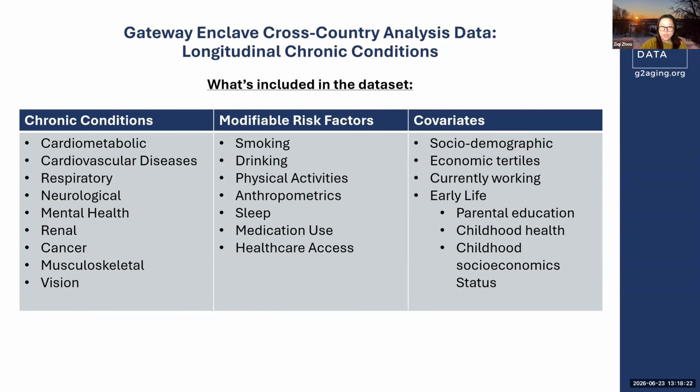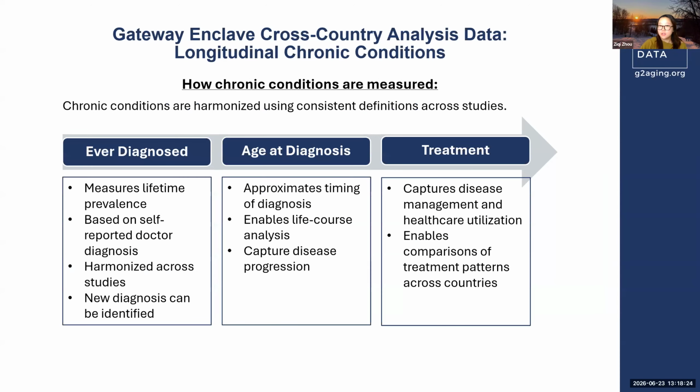Now that we've discussed what is included in the dataset, let's take a closer look at how the chronic conditions are measured. A key feature of this dataset is the harmonization of chronic condition measures across studies. For most chronic conditions, we provide three complementary measures that capture different aspects of the disease history. First, whether an individual has ever been diagnosed with a condition by a doctor. This measure captures lifetime prevalence and provides a standardized way to compare disease burden across countries.